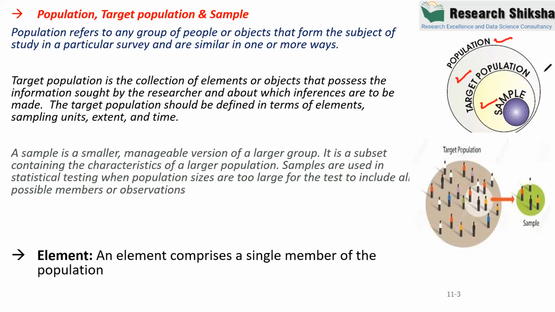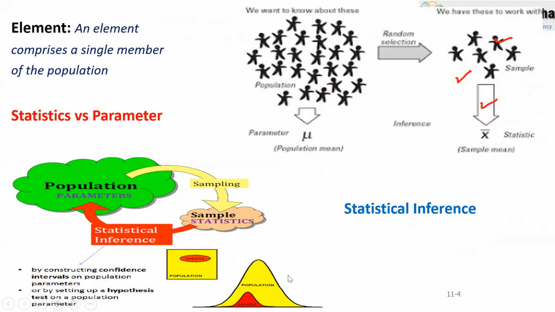So there are three concepts in the population: population, target population, and sample. The target population is a subset of the population, and the sample is a subset of the target population. I hope you understand the difference between population, target population, and sample. So in your study, you should be very clear on these three aspects. Okay, now let's move.